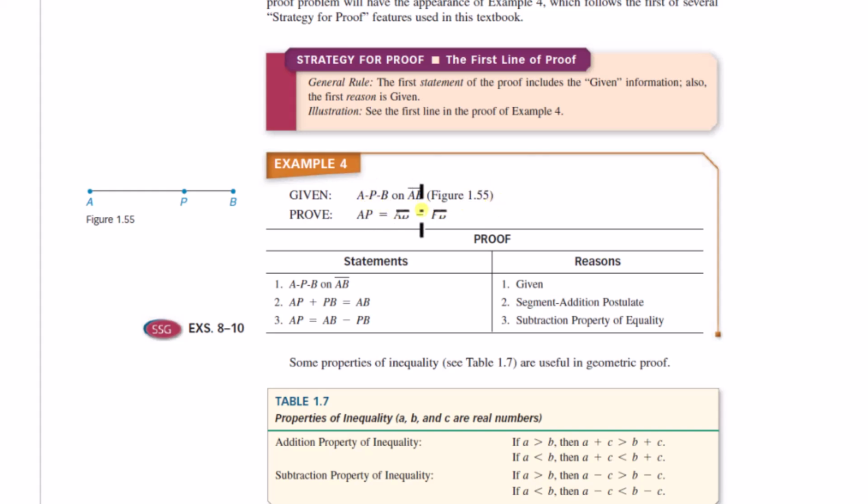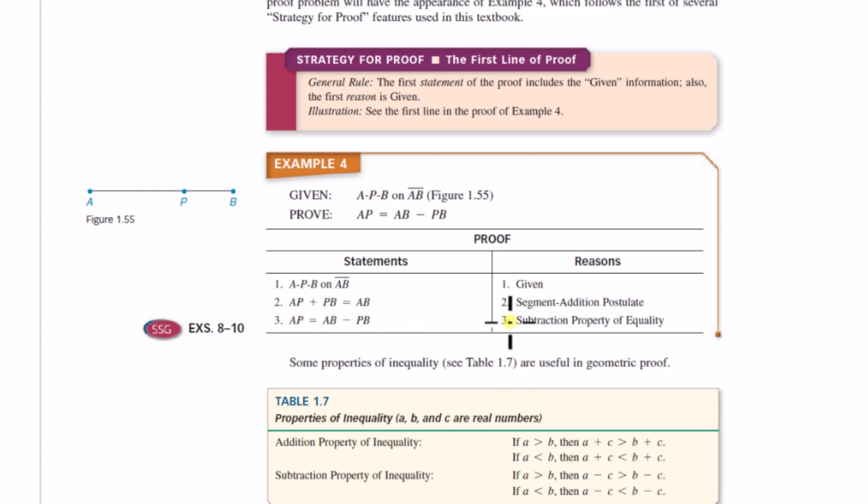Okay, so we're given that we have a line segment AB, and there are 3 points, A, P, and B. They're all collinear. We learned this notation before: A-P-B. P is between A and B, not necessarily a midpoint or anything, just between A and B. And AB is a line segment. And there's the figure. Now we want to prove that the length of AP is equal to the length of AB minus the length of PB. So we just rewrite what we're given as a statement and put given.